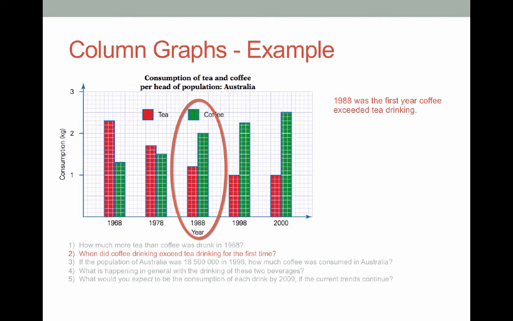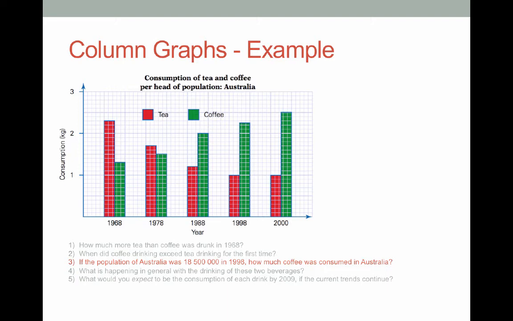So that's exactly what I'm going to write. In 1988 was the first year coffee exceeded tea drinking. Question 3. If the population of Australia was 18,500,000 in 1998, how much coffee was consumed in Australia?